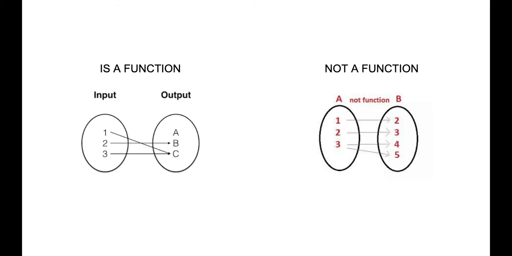Now, this is an example of an input-output table that is not a function, right? So A is not a function of B. So 1 has an output of 2, 2 has an output of 3, but 3 here has an output of 4 and 5. So it's going against the rules that a function has only one output per each input, because the input of 3 has more than one output.